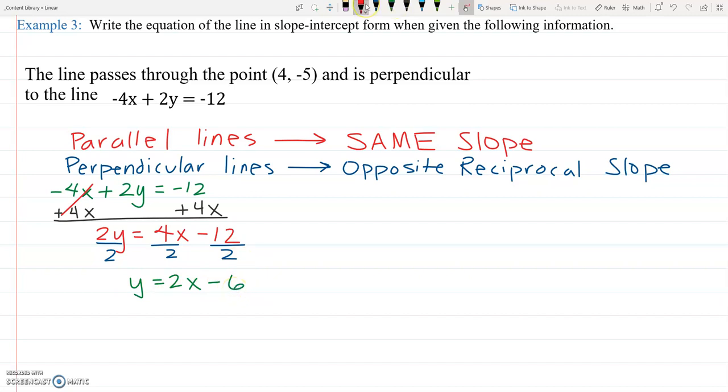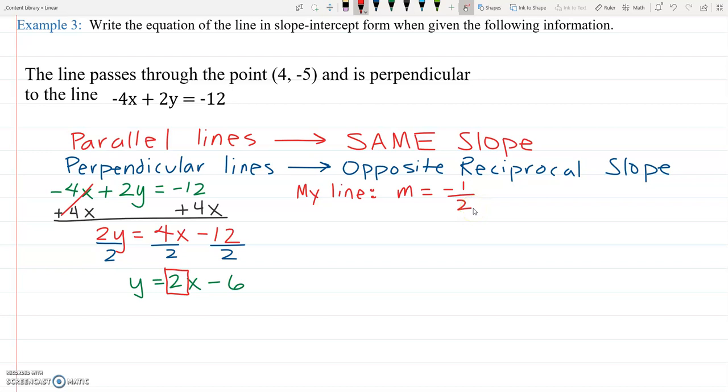But all I really care about in this equation is this 2. That is the slope of that line. The only reason I did that work was so that I could see the slope of this line is 2. Now, since I know that my line is perpendicular to this line, I'm going to do reciprocal. I'm going to flip it to make it 1/2. And I'm going to change the sign. Since this is positive, I'm going to get negative. So my slope is going to be negative 1/2 because it's perpendicular to this line.